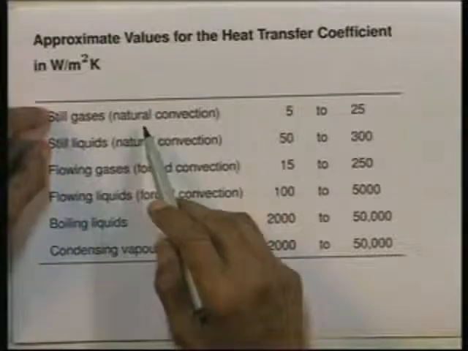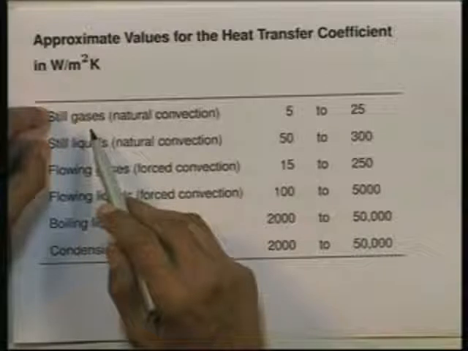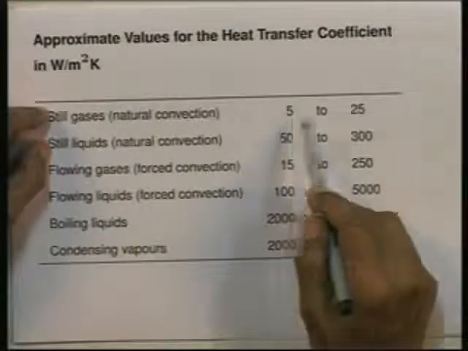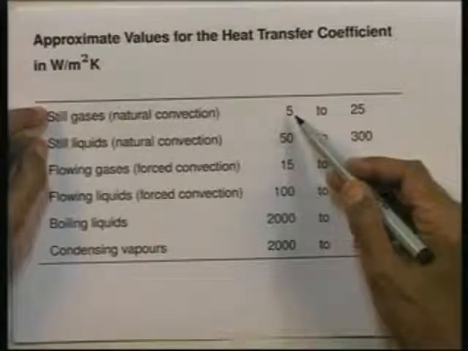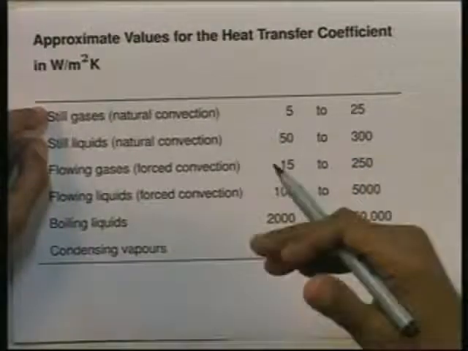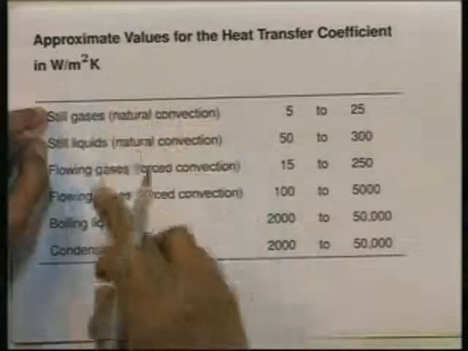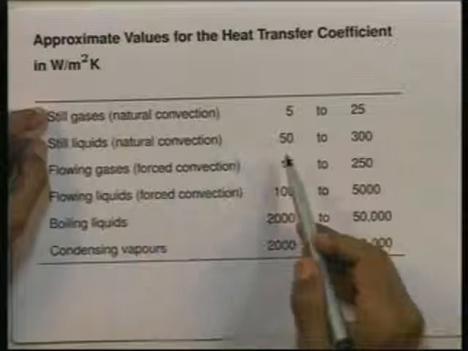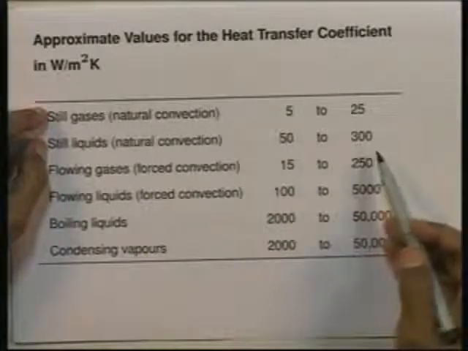If I have natural convection heat transfer to a gas, the values of H will typically be in the range from about 5 to 25. 5 would be for low temperature differences, 25 for higher temperature differences between the solid surface and the fluid. If instead of gases I have still liquids, then in natural convection typical values of H will be from about 50 to about 300.